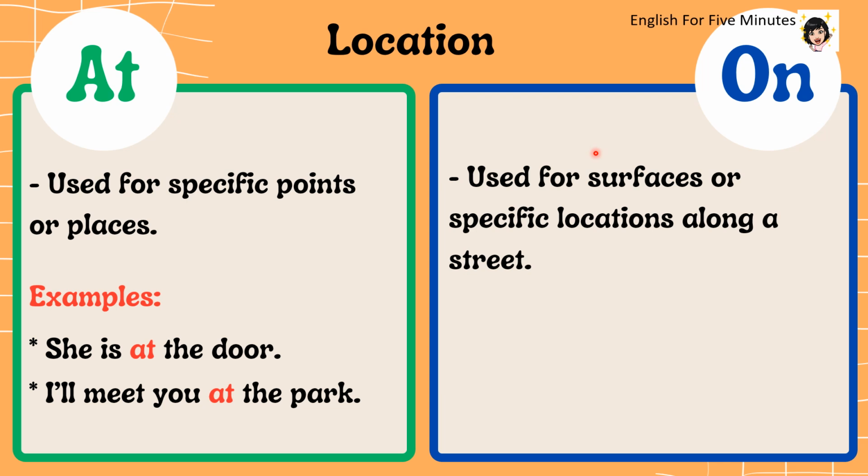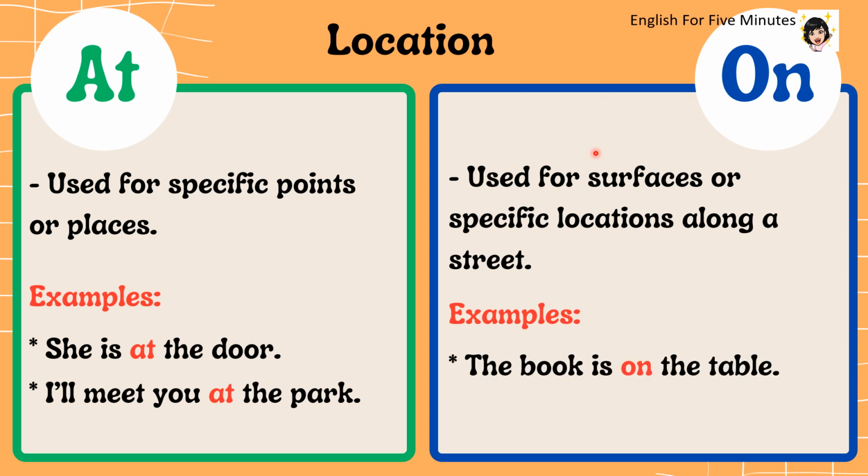Preposition on is used for surfaces or specific locations along a street. Examples: the book is on the table. Not on the floor, but on the table. They live on Maple Street. Not other streets, but on Maple Street.